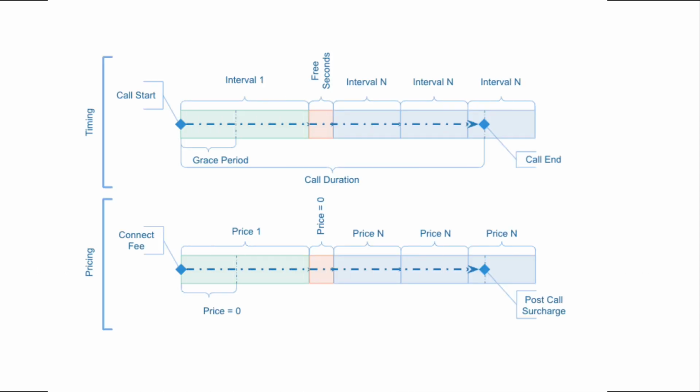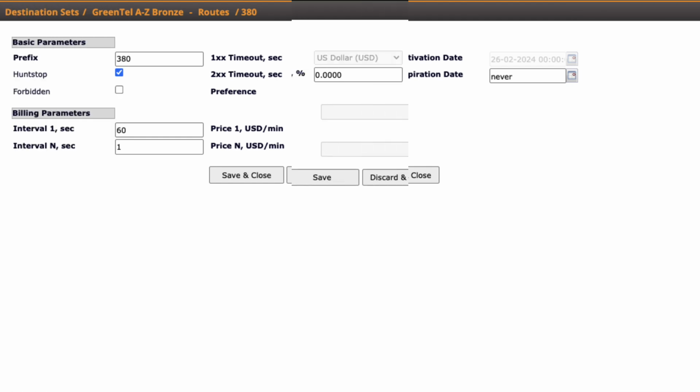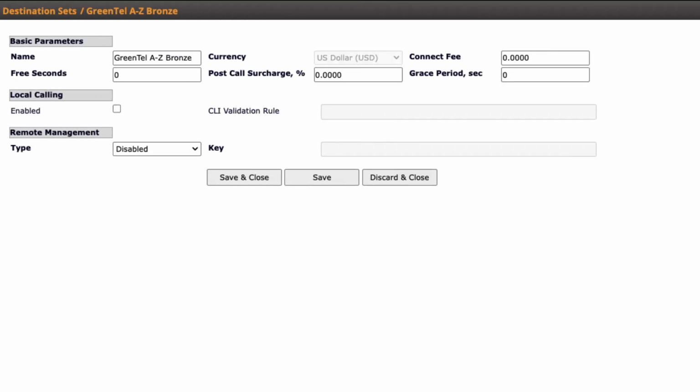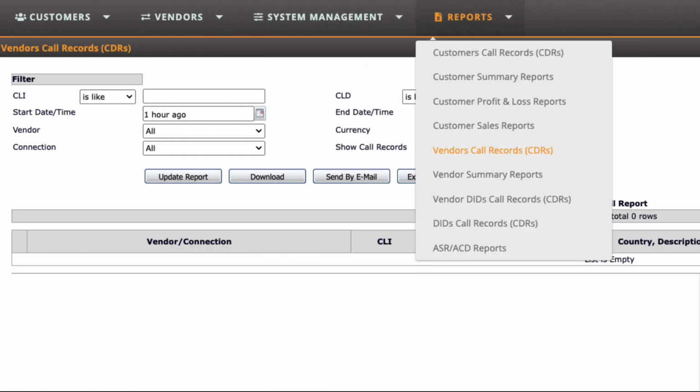In Sippy Softswitch, a call is segmented into multiple intervals, and each interval is priced separately. This chart illustrates the general structure of time segmentation and the corresponding pricing. To calculate call cost, the system uses the individual parameters of the route selected according to the routing policy, along with the general parameters of the destination set to which the route belongs. Call duration is obtained from the vendor call records, and the amount charged formula calculates the amount that the Sippy operator pays to the vendor.